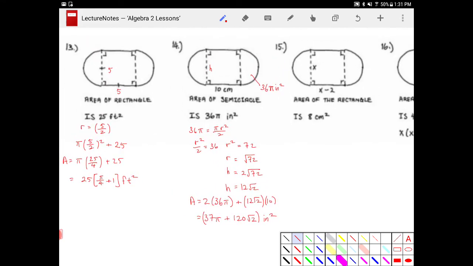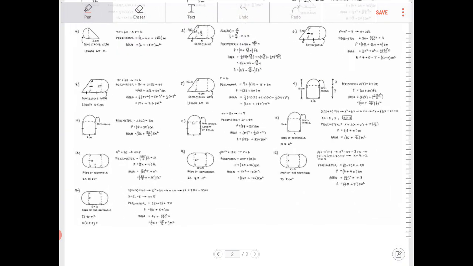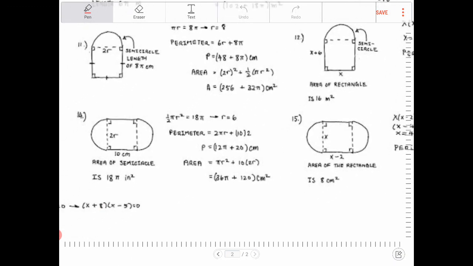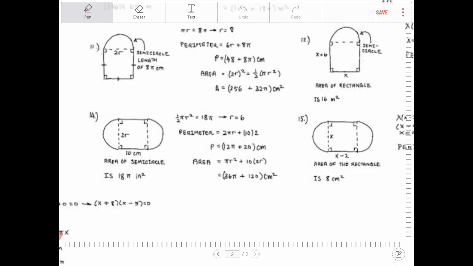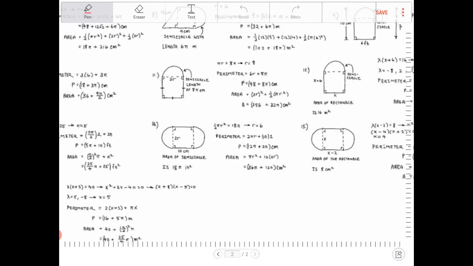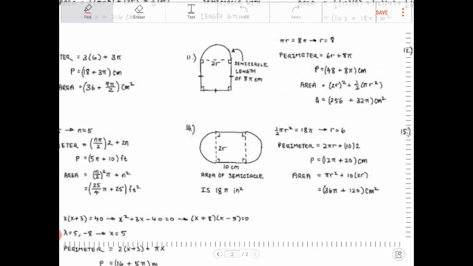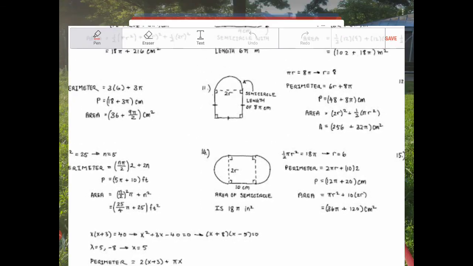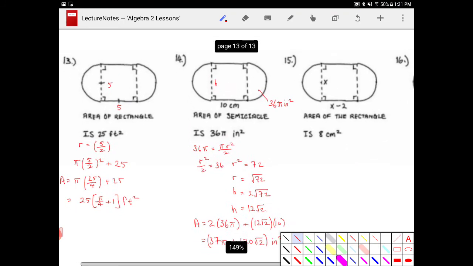Let me see if that's actually the answer I got. Number 14. Looks like I made a mistake, so I will need to correct this on the answer key. Okay? So number 14. Yeah. Okay.